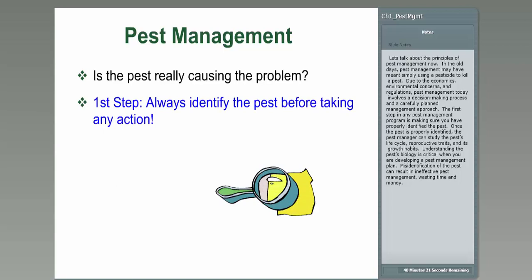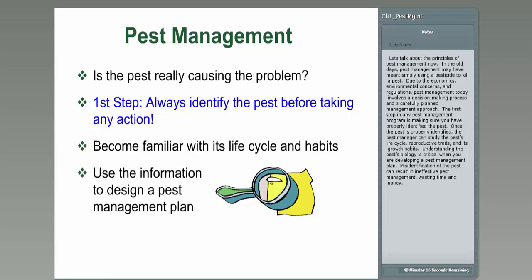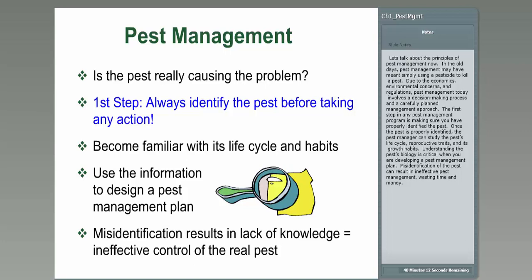Once the pest is properly identified, the pest manager can study the pest's life cycle, reproductive traits, and its growth habits. Understanding the pest biology is critical when you are developing a pest management plan. Misidentification of the pest can result in ineffective pest management, wasting time and money.